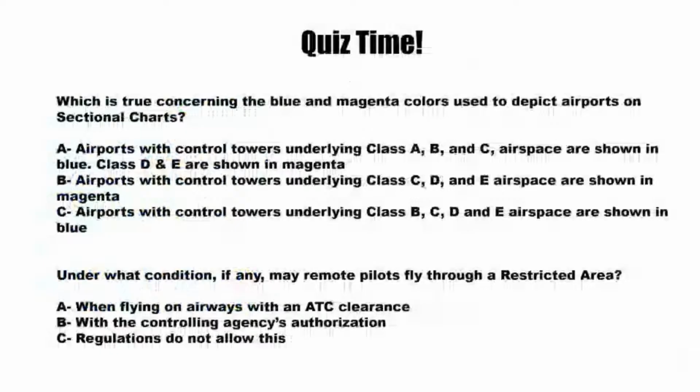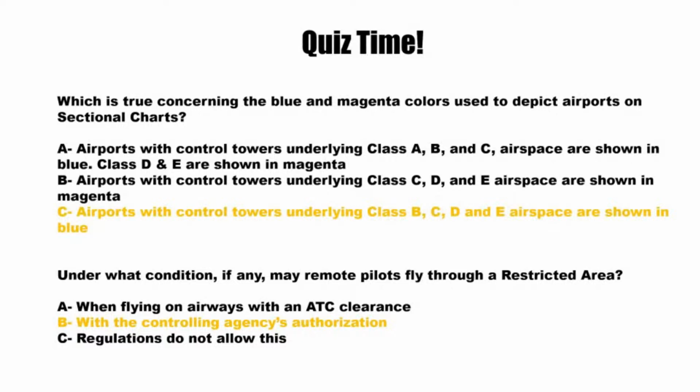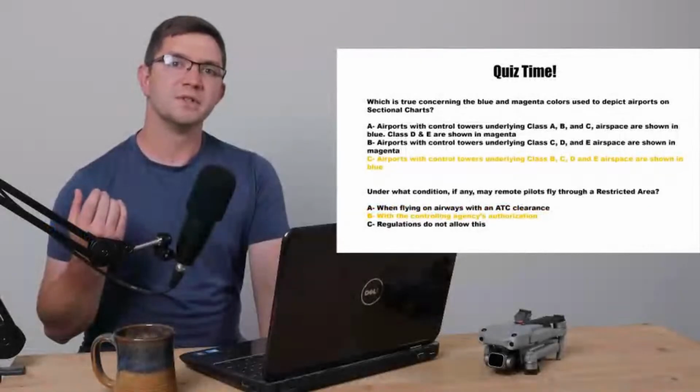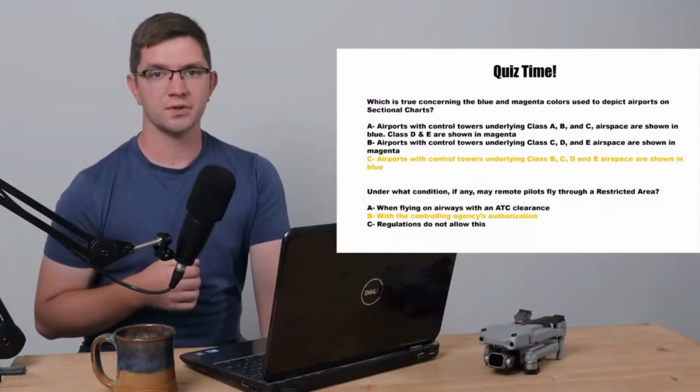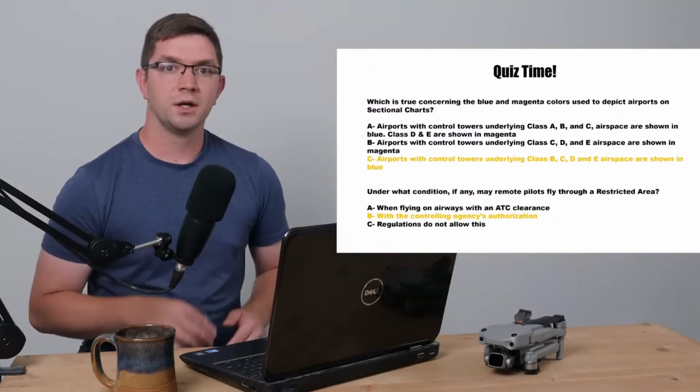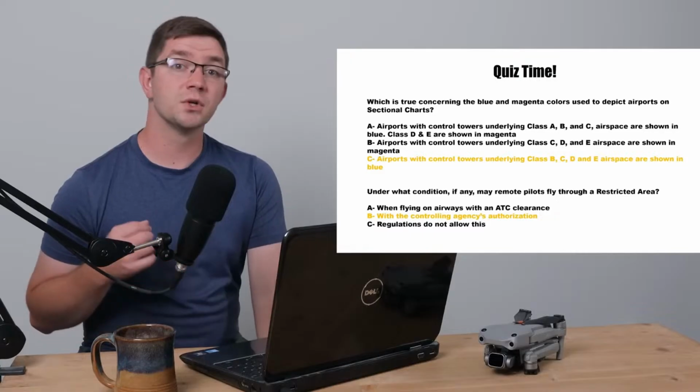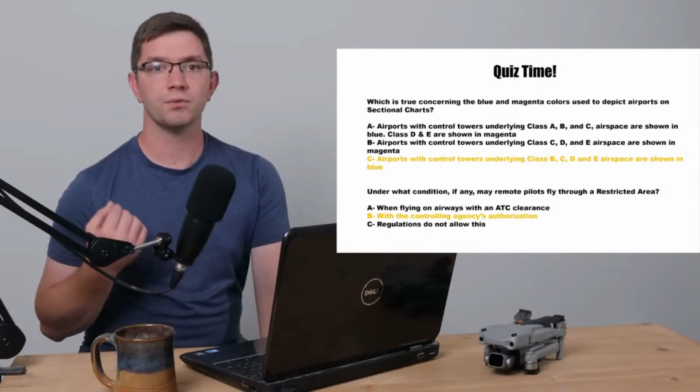Here are a few questions. Which is true concerning the blue and magenta colors used to depict airports on sectional charts? And under what condition, if any, may remote pilots fly through a restricted area? Go ahead and pause the video if you want more time to answer these questions on your own. Remember that if airport information on a sectional chart is blue, that means the airport has a control tower. If it's magenta, that means it does not have a control tower. For the other question, restricted areas you can fly in so long as you get proper authorization first.